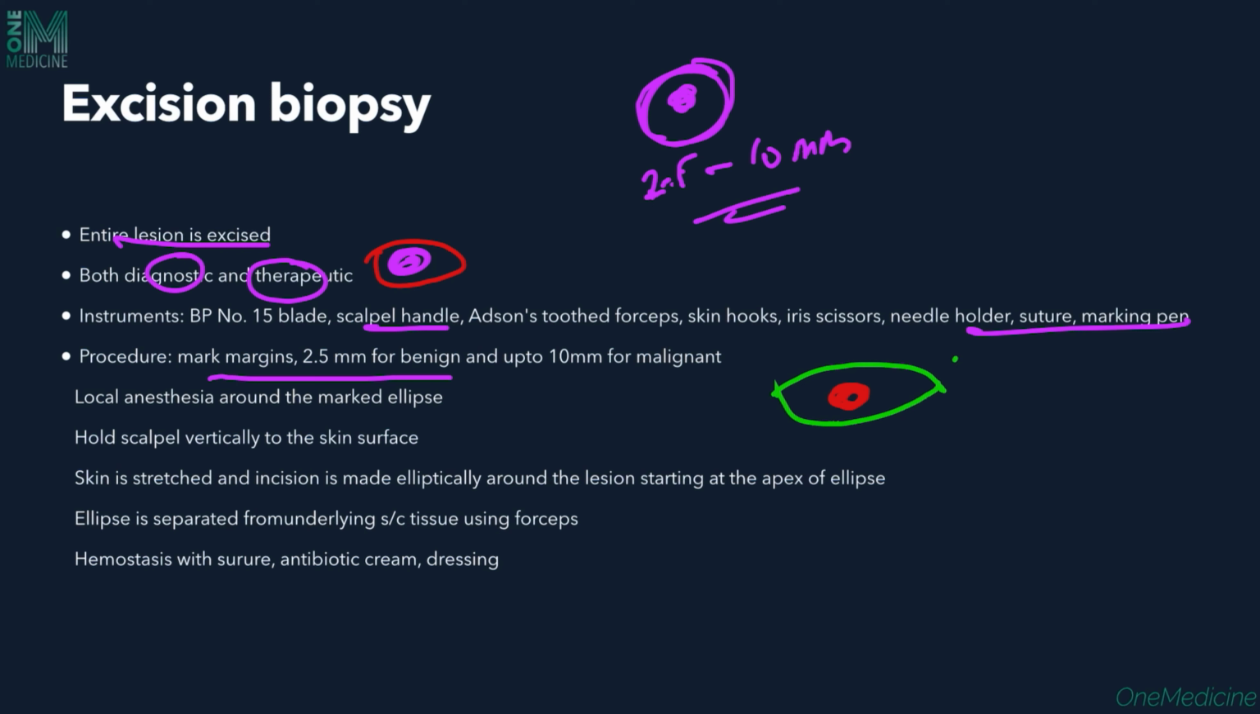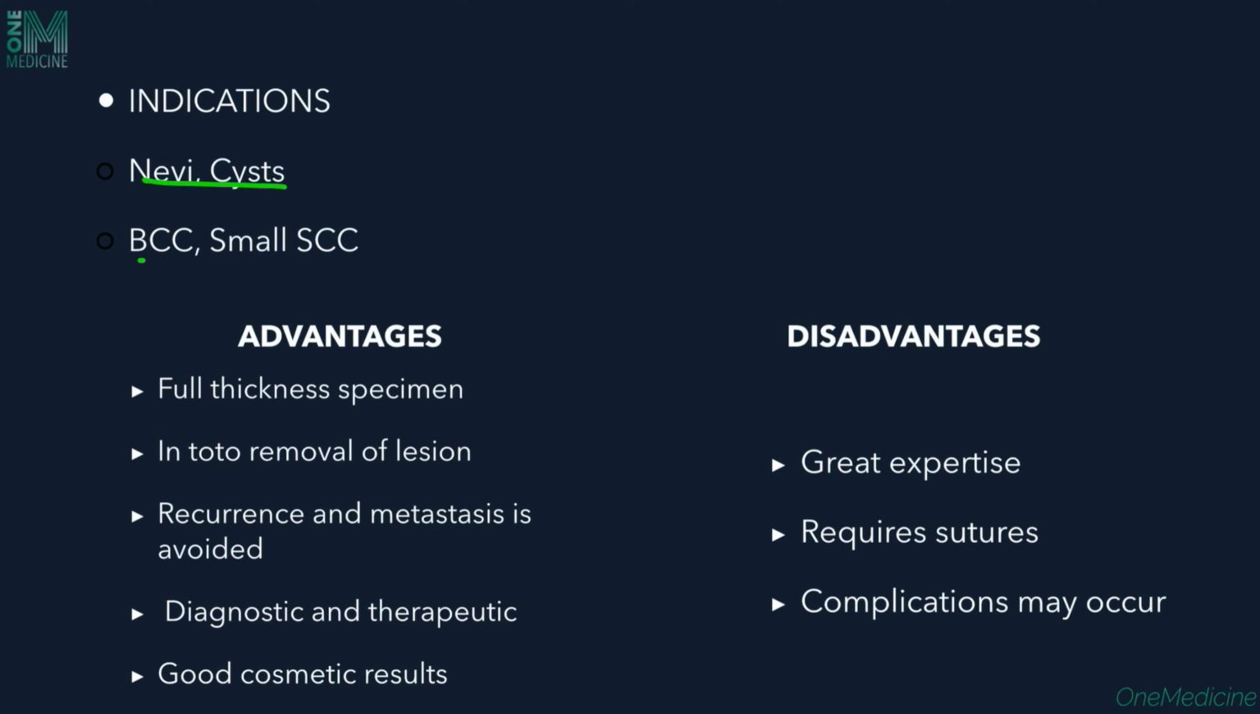Okay, you have to first start from here, from the apex, and then go towards the other end, reach here, and then again come towards the other end. So the lesion has to be an ellipsoid lesion, including the particular tissue that you are taking for examination. Hemostasis is achieved with suture, or you can give an antibiotic dressing. It is done for nevus, BCC, SCC.